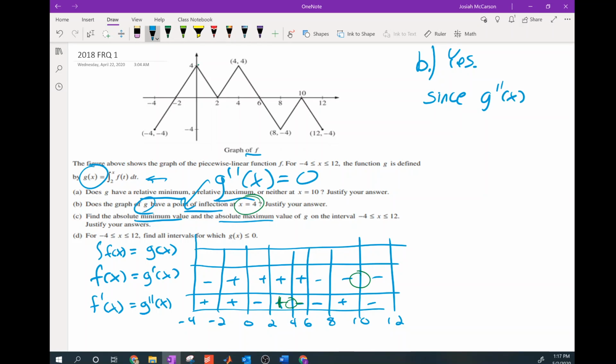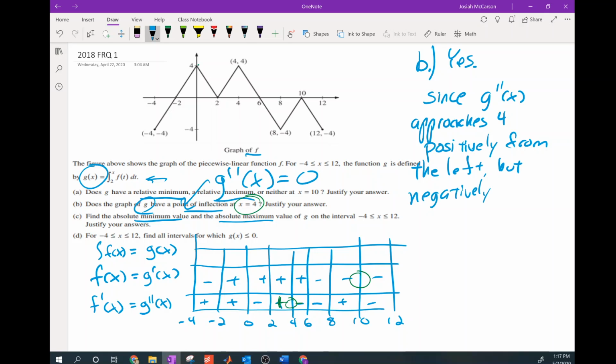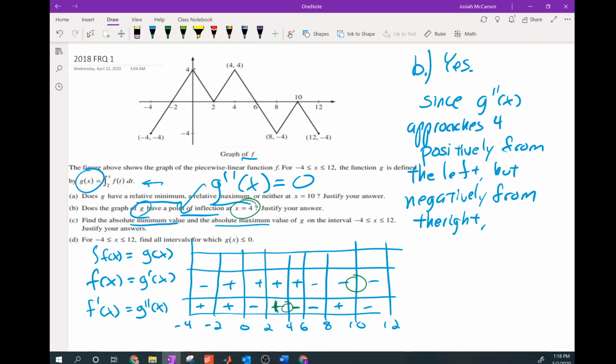Since G double prime approaches 4 positively from the left, but negatively from the right, G has an inflection point at 4. And again, this is a good answer for the AP exam.